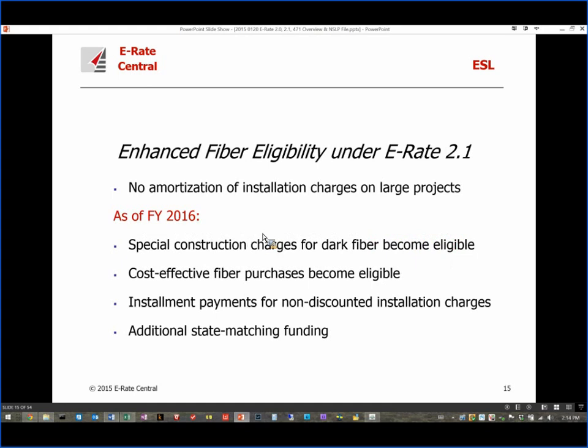I know there's a lot of chatter with the state E-rate coordinators about getting that breakout from the vendors. Under 2.1, in funding year 2015, the amortization on installation charges has been removed. In funding year 2016, again, a variety of steps have been taken to remove the obstacles from people getting particularly fiber to their schools or libraries. So there's a variety of things that will be either waived, or changed.